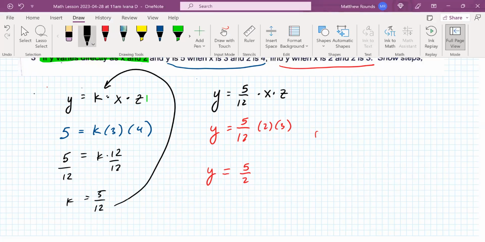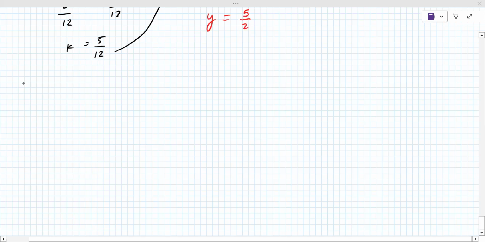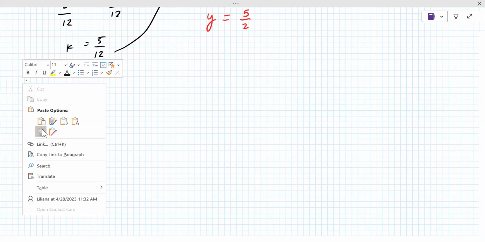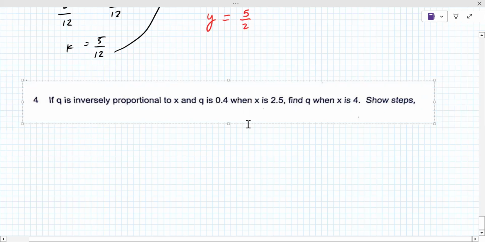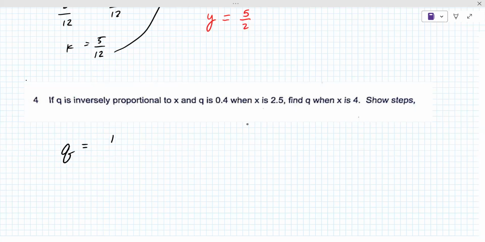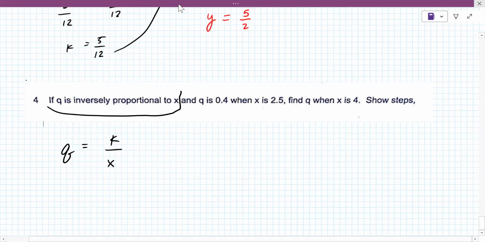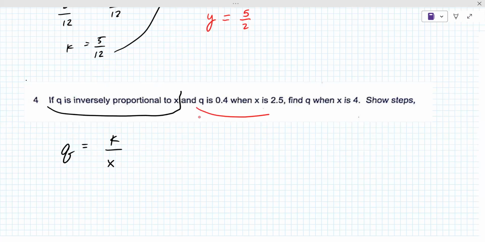Wonder what 4 is. All right, here we go. If Q is inversely proportional to X, so Q equals K over X. That's the first part. So you kind of got to break it up into pieces here. And they give you the value of Q now. They say Q is 0.4 when X is 2.5. Will you, Ivana, use that information to solve for K for us, please?